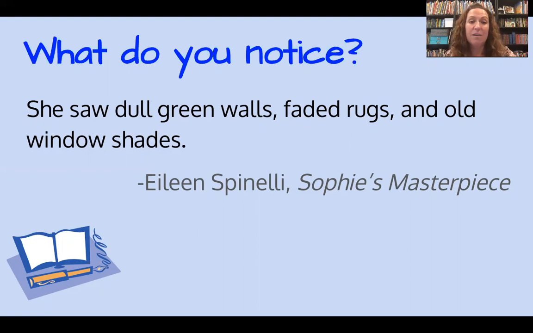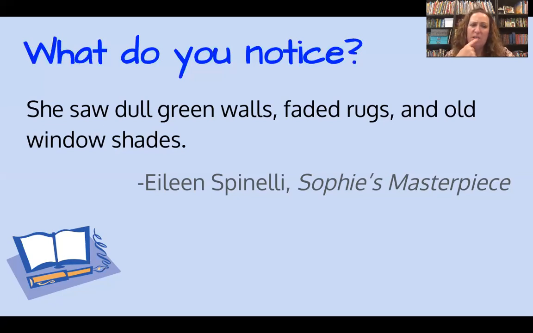She saw dull green walls, faded rugs, and old window shades. You may have noticed all the description that Eileen Spinelli put in this sentence. The dull green walls. Instead of just saying walls, she said what kind of walls. She said what kind of rugs. She said what kind of window shades, right? And it kind of helped us visualize the room that she was in. To me, it seems like almost antique and old and dusty and murky.